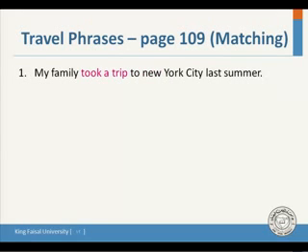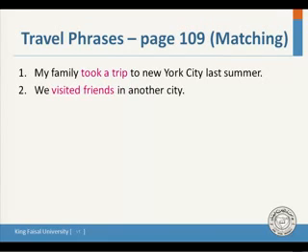Okay, number 1, my family took a trip to New York City last summer. Can you write a similar sentence? Please try and write a similar sentence. My family or my friends took a trip to Abha last summer, or last winter, or last spring. Okay, so you can change the words and keep the same structure.